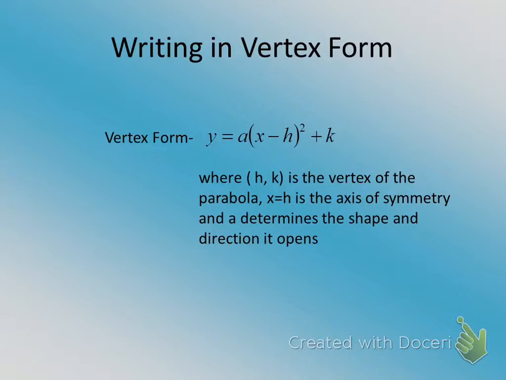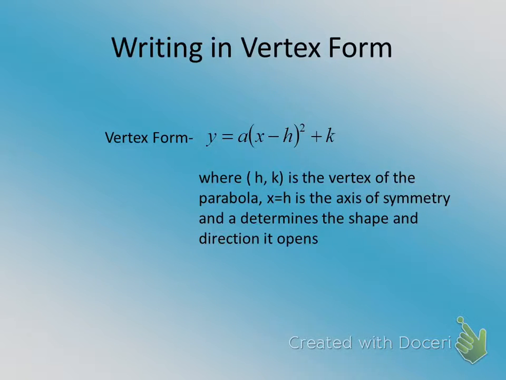So wait, if x equals h, then y is x minus h? It is. The equation of the line x equals h is the axis of symmetry. It's a line, not just an equal sign.